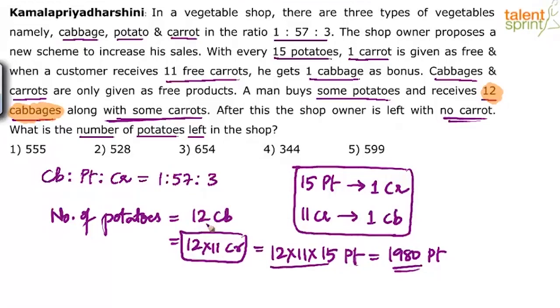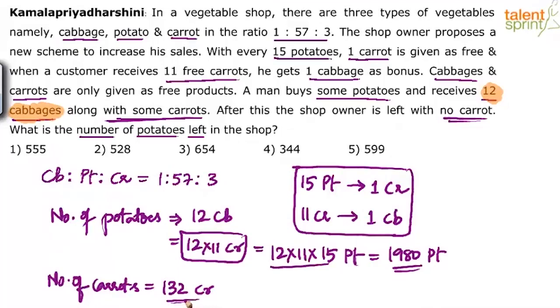The equation is with respect to 12 cabbages. 12 cabbages is equal to 12 into 11 carrots, which is equal to 12 into 11 into 15 potatoes, which comes out to be 1980 potatoes. But I can conclude that the number of carrots is equal to 12 into 11, 132. 132 carrots, right?